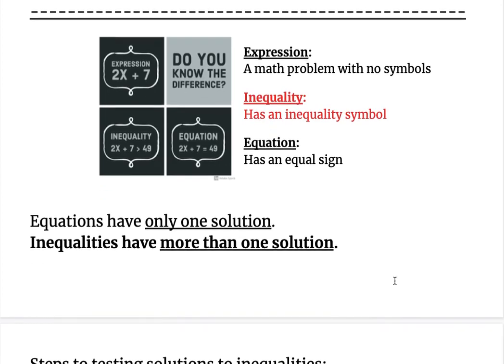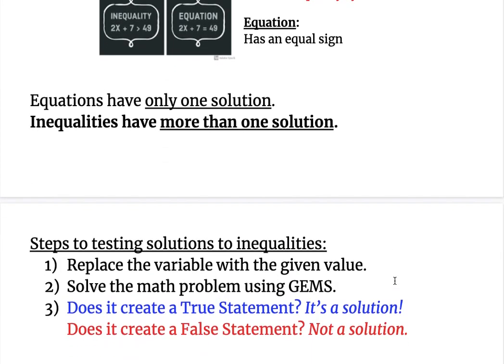Okay, so there are three basic steps to testing solutions to inequalities. They're a lot like the three steps to testing solutions to equations. As always, you're going to replace the variable with the given value. You're going to solve the math problem using your order of operations, and then you're going to test it to see if it creates a true statement. If it's a true statement, like left side and right side create a true statement, then it's a solution. If it creates a false statement, then it's not a solution. So again, make sure you have those steps written down so that you can solve the problems later.